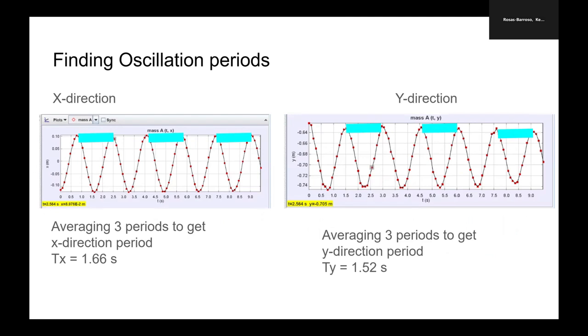And in terms of finding the oscillation periods, we found 3 periods within each of the x and y graphs, and then we averaged them up to find the average of the periods. So here, I found the average between these 2 points, these 2 points, and these 2 points. Summed them up, averaged them out, and I got a period of 1.66 seconds for the x direction. And then when I did the same thing for the y direction, I got a period of 1.52 seconds.